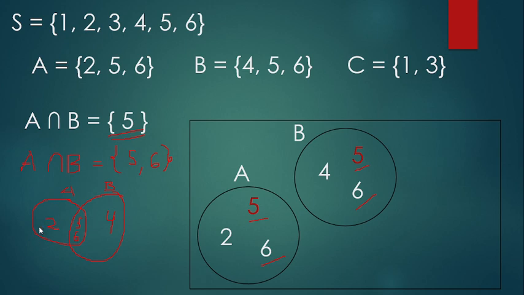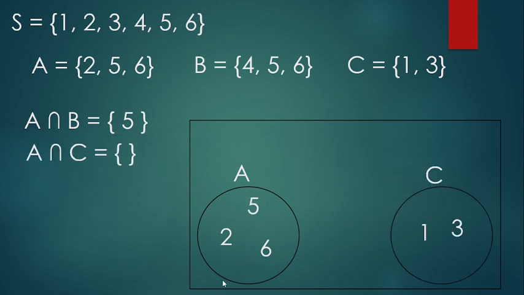Alright. So next, what is the intersection of set A and set C? Can you see anything similar in the two sets? Of course not. Because in set A we only have 2, 5, 6, but in your set C you only have 1 and 3, correct? So therefore, there is no intersection at all. There are no elements that could be seen in the intersection.